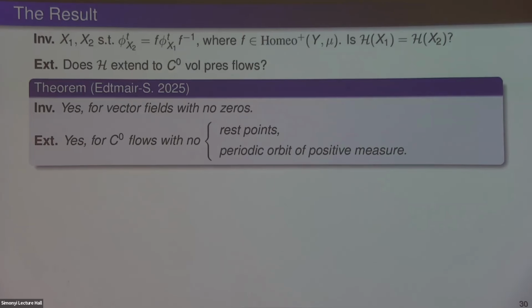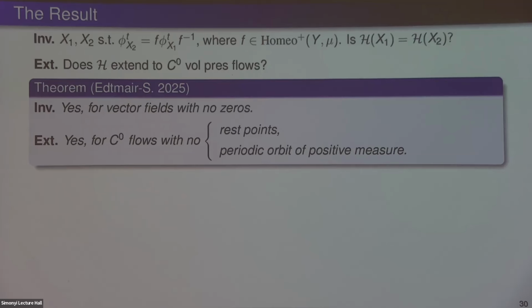And here's the second condition that says the flow should have no periodic orbit of positive measure. So let me comment on the hypothesis, the no zeros or no rest point hypothesis. I won't be able to go into much detail about it, but on the next slide we will see it comes up.